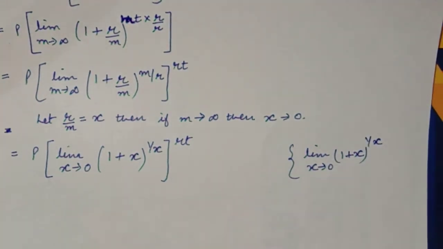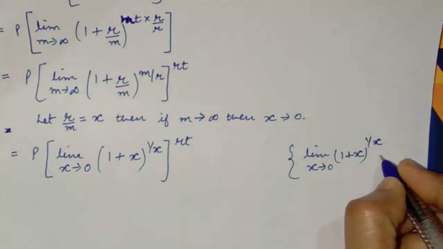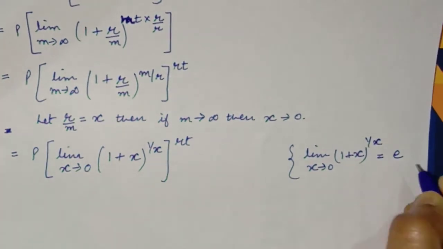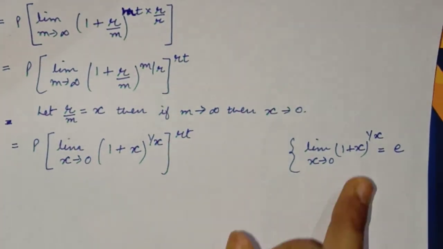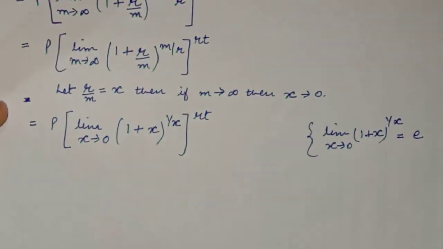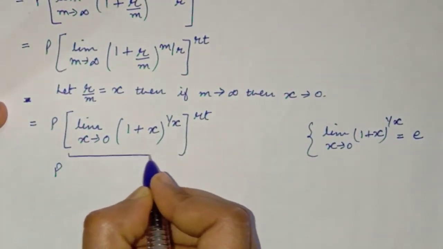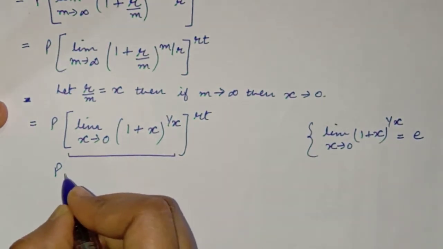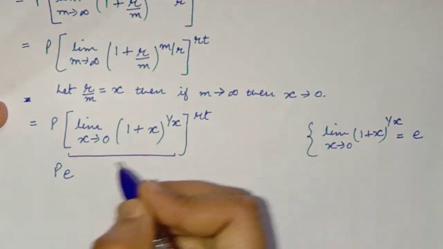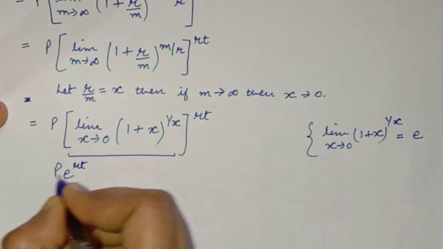Can you tell me what it is equal to? It is equal to e. So using this formula, we can write this part as e, and here in the power we will be having rt.